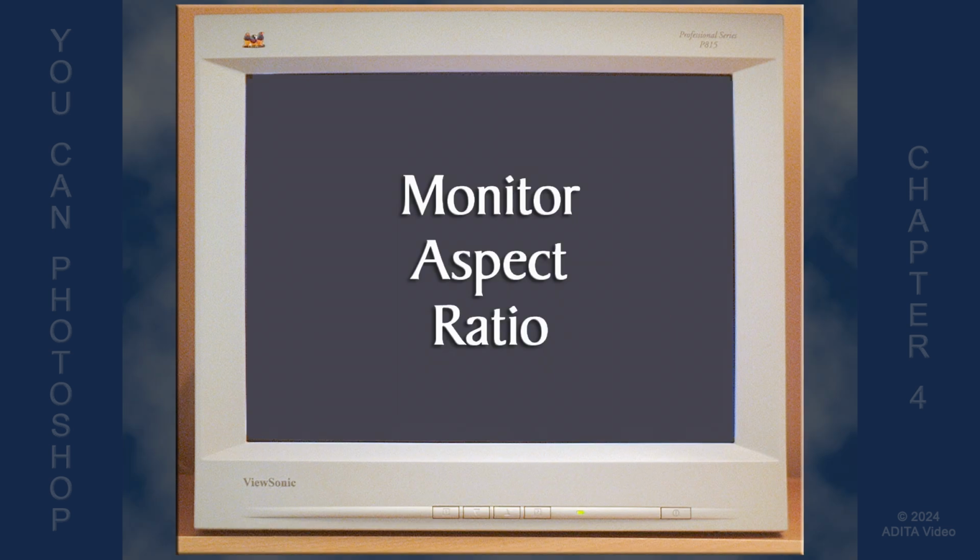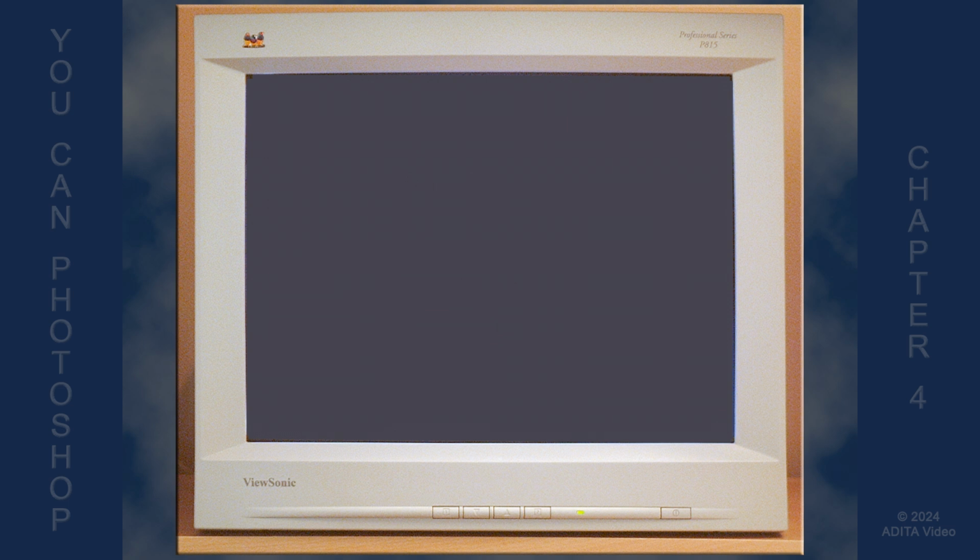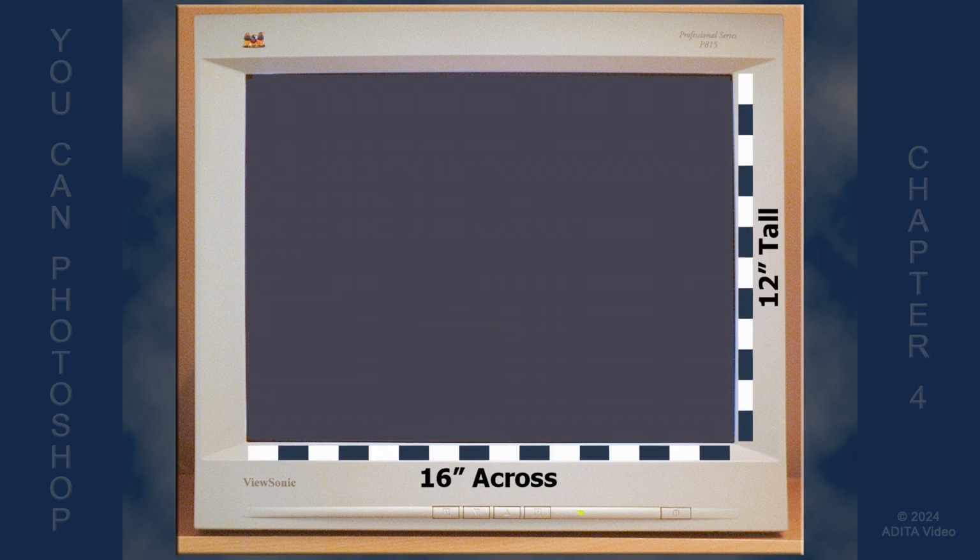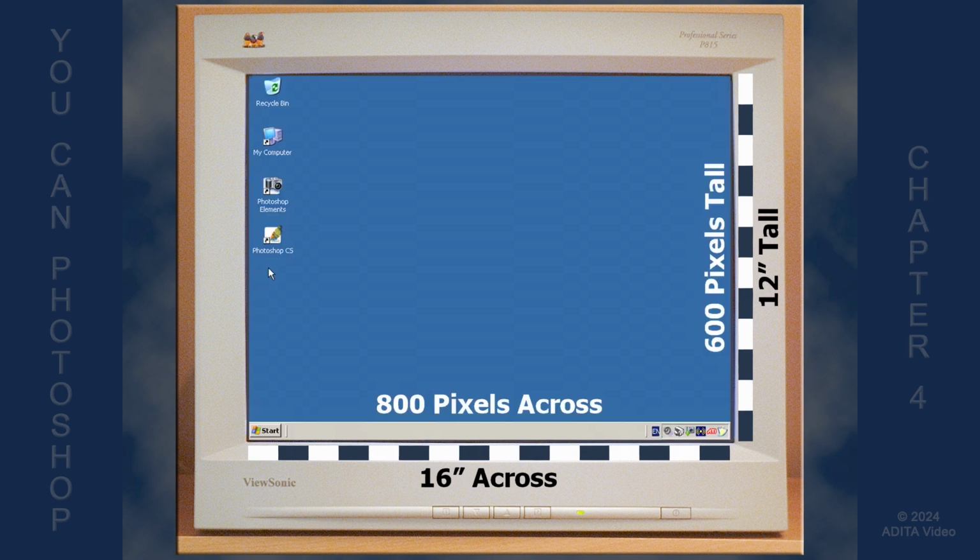Monitor aspect ratio. When you consider the dimensions of my monitor, 16 inches across and 12 inches tall, the ratio of the width to the height is 4:3. This relationship is known as the monitor's aspect ratio. When I set my screen size to 800 by 600 pixels, this ratio is also 4:3. It's important to select a screen size in pixels that has the same aspect ratio as your physical monitor. This ensures that images don't look distorted when they're displayed on your screen.